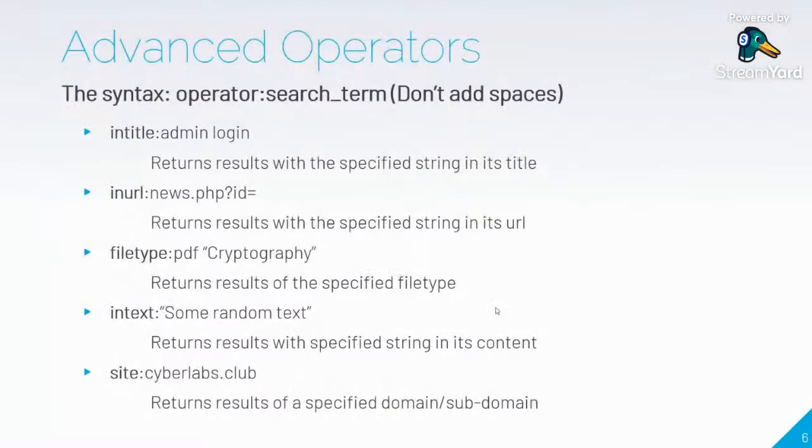Moving on, over here we have 5 advanced operators. The syntax to use the advanced operators is very simple. What you need to do is write the operator, then colon, and then the search term. Remember, there are no spaces before and after the colon. So it's going to be the operator, colon, and then the search term.